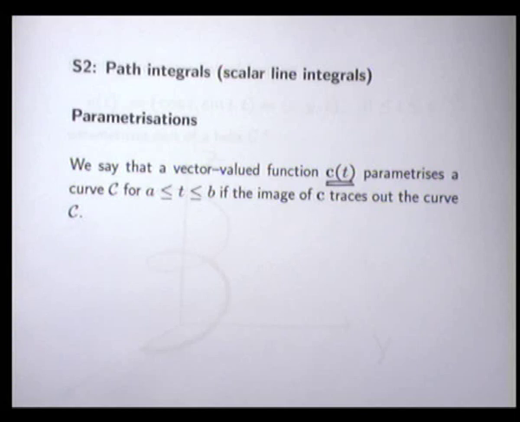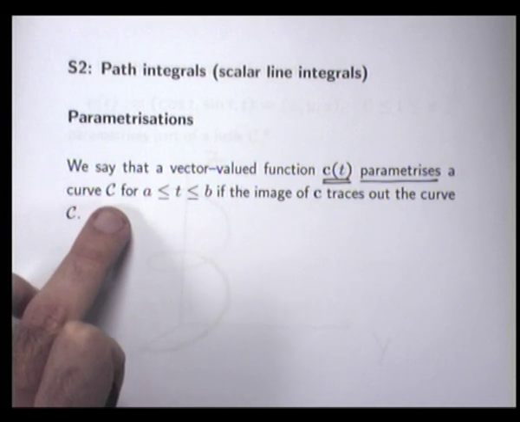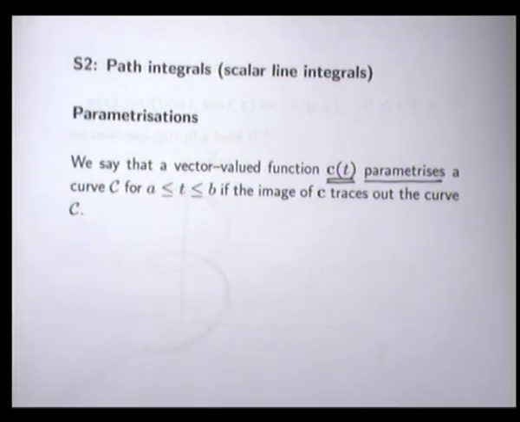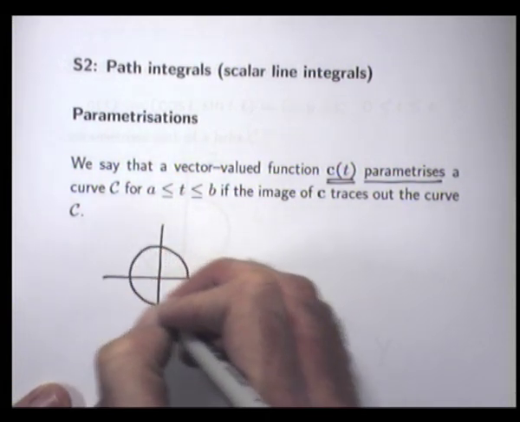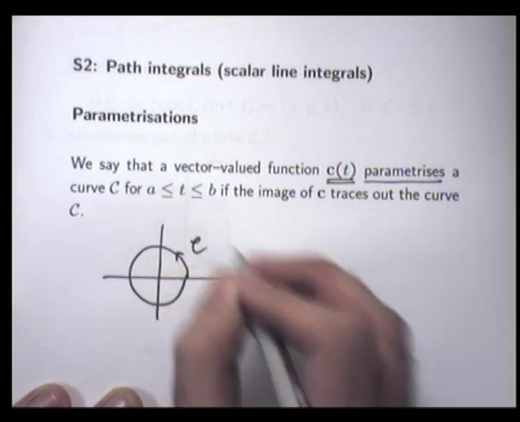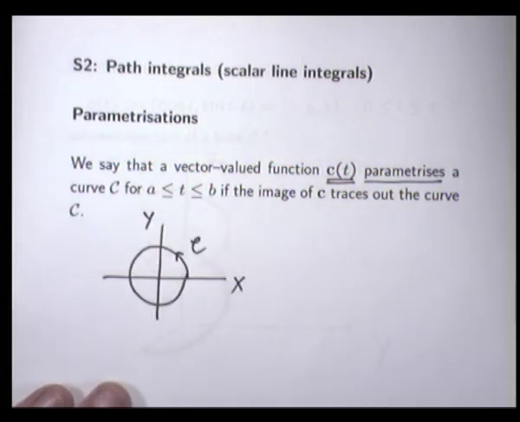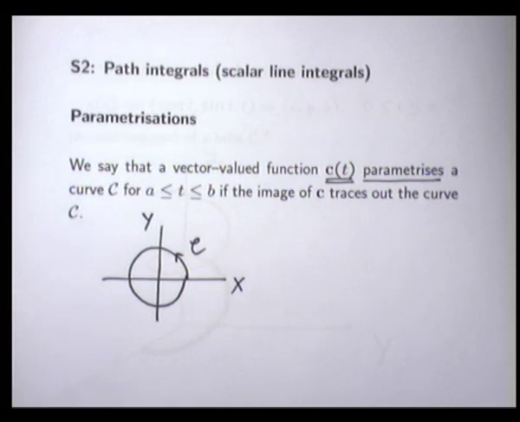Now, we say that a vector-valued function parameterizes a curve, here I've denoted it by curly c, on this interval if the image of the vector function traces out the curve curly c. All right. So to give you a very simple example, suppose that my curve is a unit circle in the XY plane. Can we parameterize that curve? Well, yeah, it's very easy.